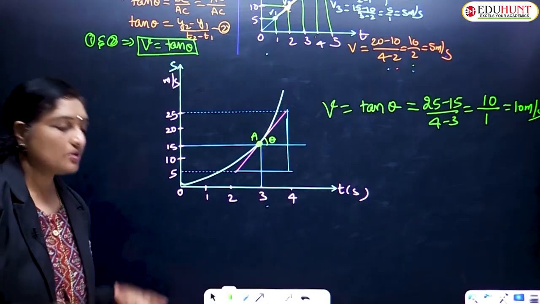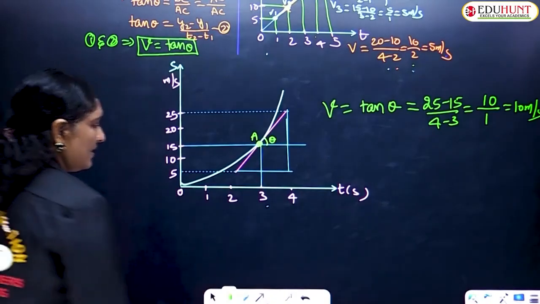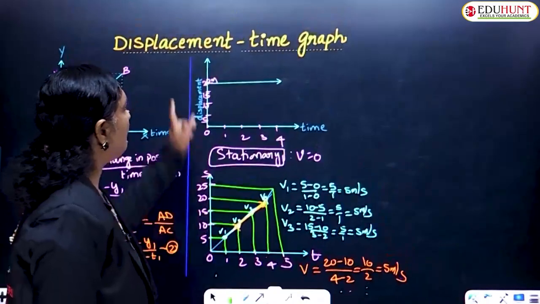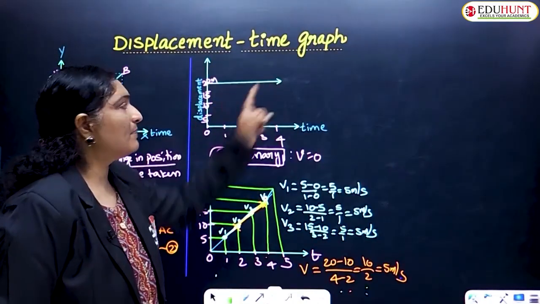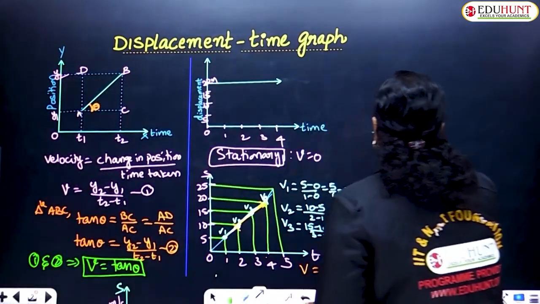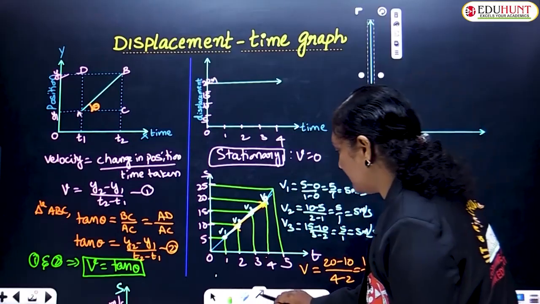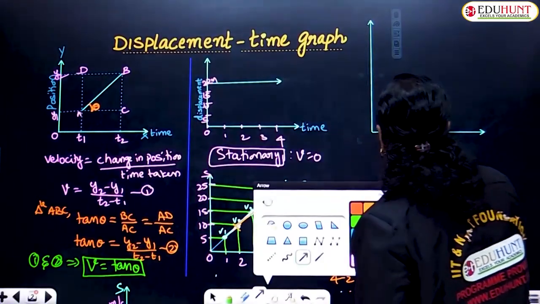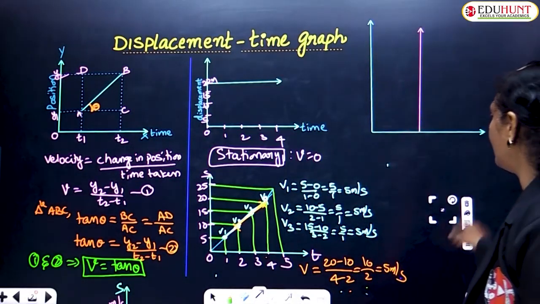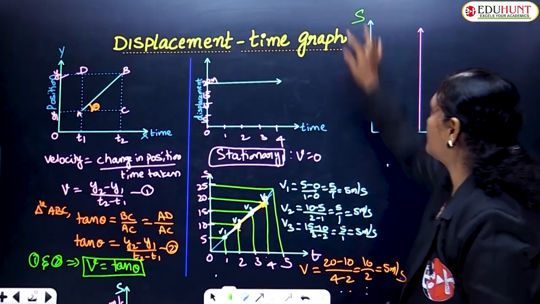Okay, clear children? So based on the above concept, one thing I want to clarify: in the earlier example, the displacement time graph can be parallel to the x-axis. But remember that the displacement time graph can never be parallel to the y-axis. That means the displacement time graph can never take a form like this. Suppose it is like this, what does it indicate, children? So here goes your time and here goes your displacement.